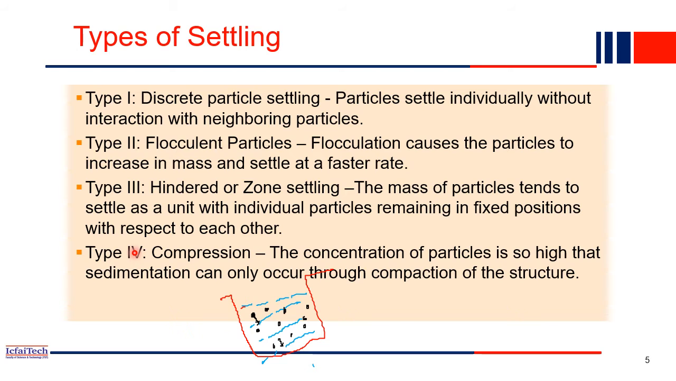So in practice, in a normal water treatment plant, we basically use both type 1 and type 2 settling for the treatment of water.